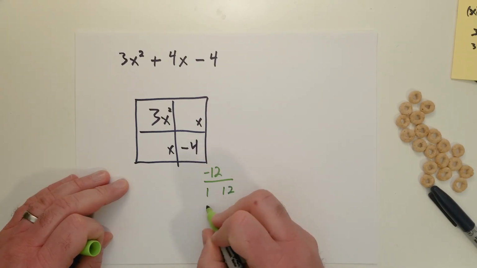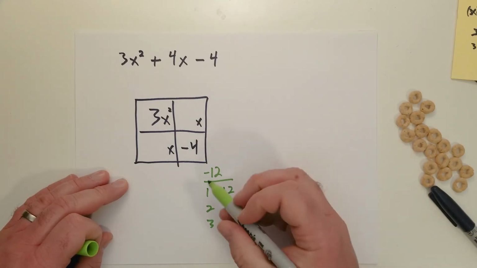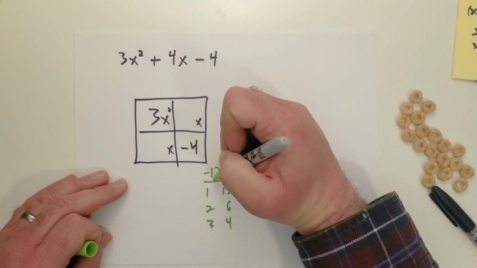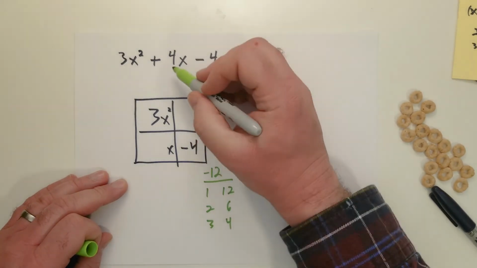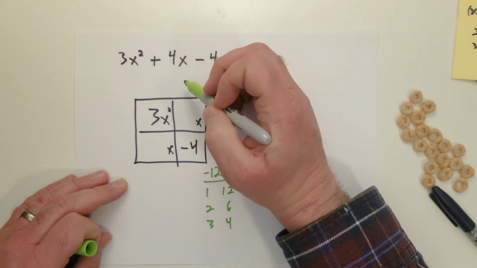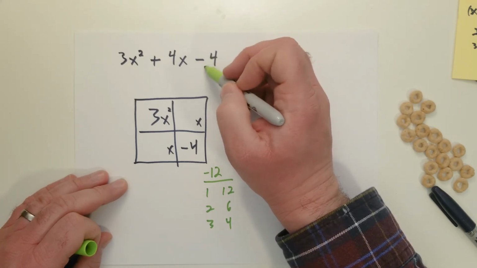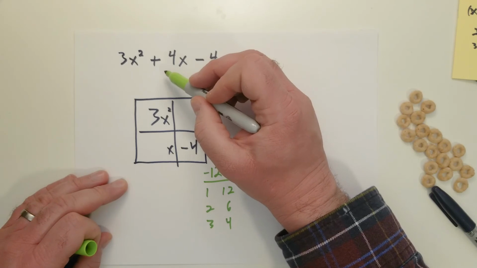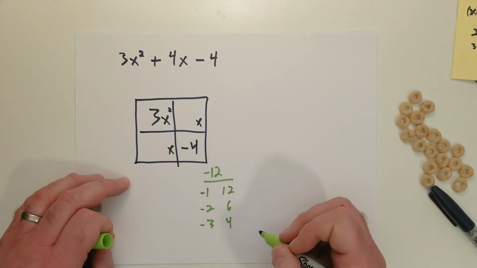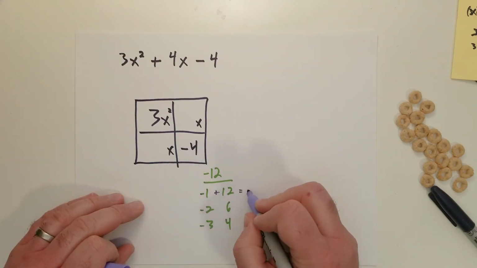So 1 and 12, 2 and 6, 3 and 4. And then 4, so we're back at these are the only 3 pairs. But notice they need to multiply to be negative 12, so one of these has to be negative. They add up to be a positive number, and the way to add up to be a positive and multiply to be a negative is you need that one of them has to be negative, but the bigger one is positive, or else the result would be negative. So this would be the side that would have to be the negative number. We can check here, negative 1 plus 12 is 11.